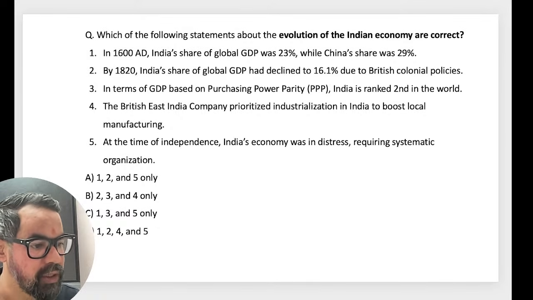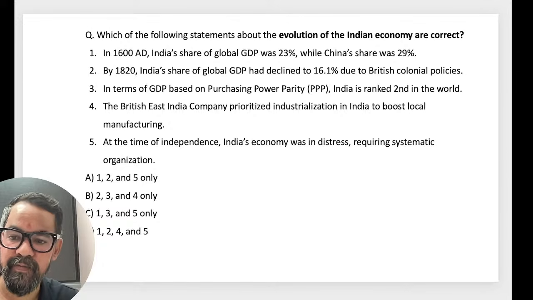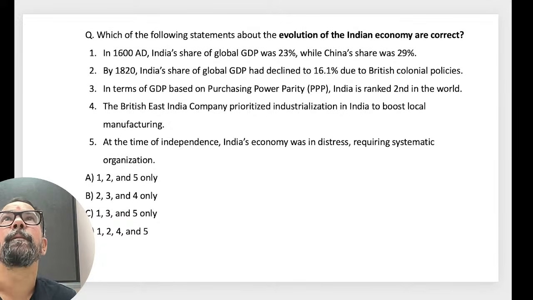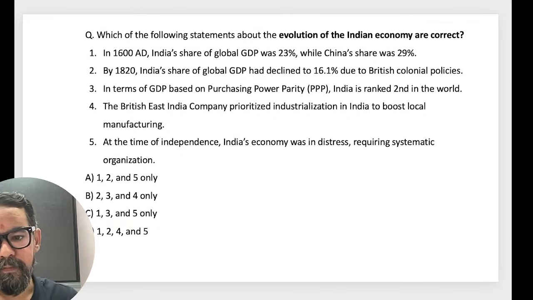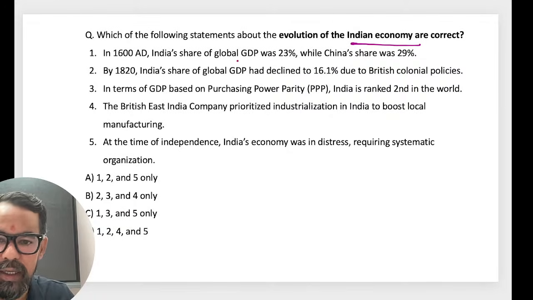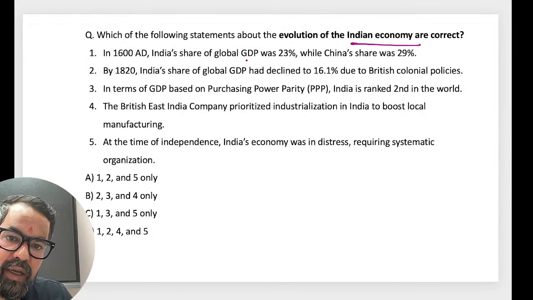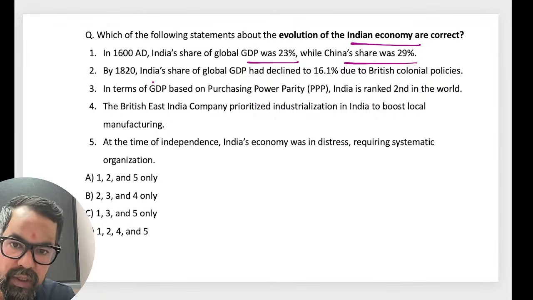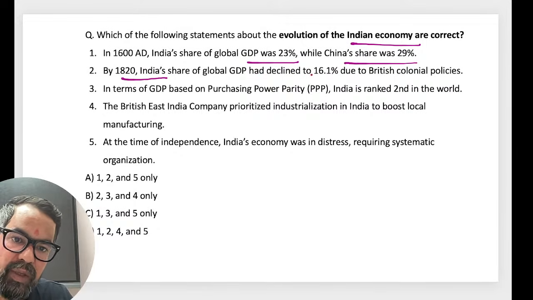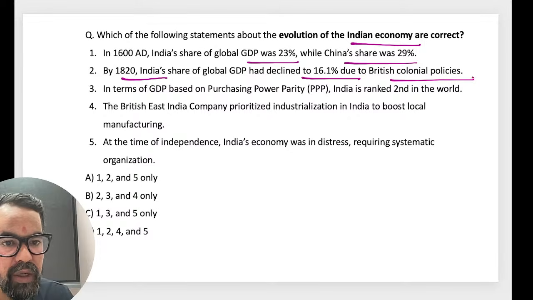With the very first question on your screen. Okay, Tanmay sir is saying option A. In 1680, India's share of GDP was 23% and China's was 29%. By 1820, India's share of GDP declined to 16.10%. British colonial period, okay?